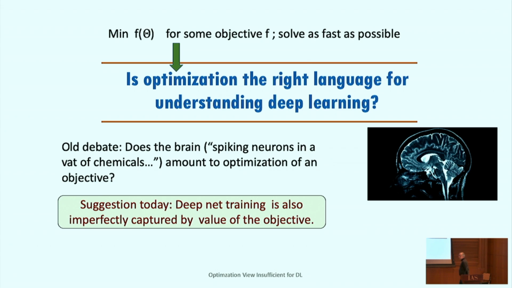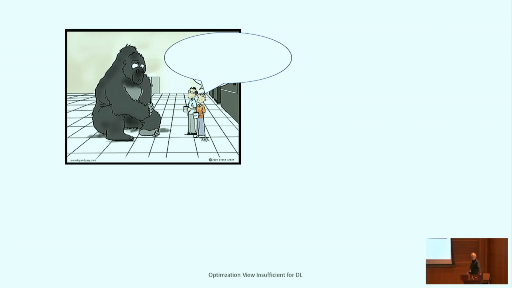But then for deep learning, people say, of course, there's an objective, right? It's written before you, the training objective. So of course, deep learning is just optimizing an objective. And I want to ask the question, is it? Okay, and my suggestion is that it's imperfectly captured by the value of the objective. And let me say what I mean by that and why that is.